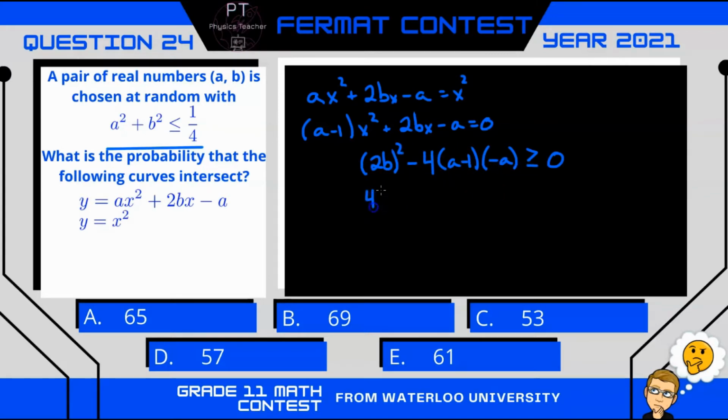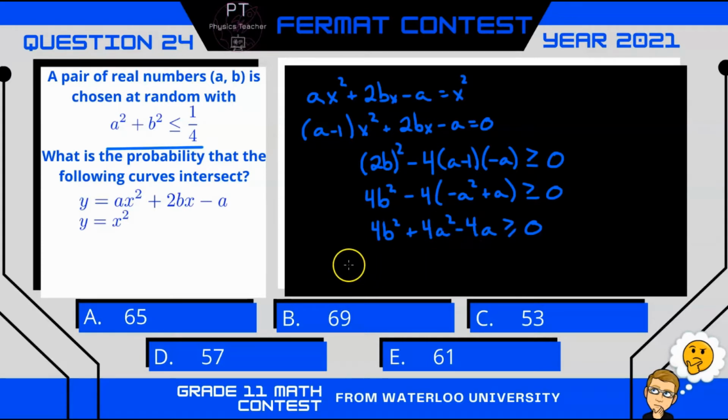So here we have 4b squared minus 4 times, if we expand these two brackets, negative a squared plus a. And that must be greater than or equal to 0. Continuing, we have 4b squared, and if we distribute the negative 4, we get plus 4a squared minus 4a is greater than or equal to 0. Now I'm going to divide everything by 4, and place my terms with a first because I want to work with them next. So I'll have a squared minus a plus b squared, and that's greater than or equal to 0.